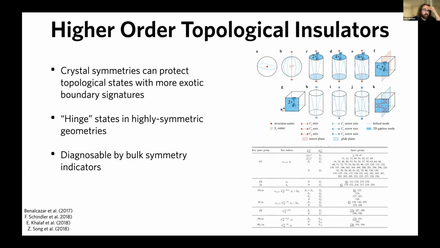So far, we know two things about these higher order topological insulators. We know how to diagnose them in the bulk using symmetry indicators that generalize this Fu-Kane formula that I showed earlier for 3D TIs. And in a table here, I've shown a summary of the space groups with symmetry indicators. And we know that in highly symmetric geometries, like with global inversion symmetry, there are hinge states.